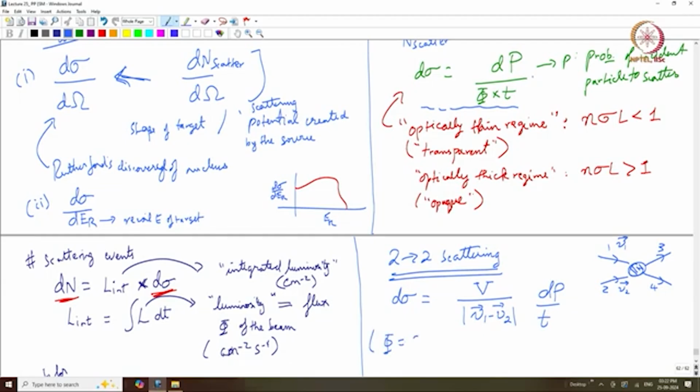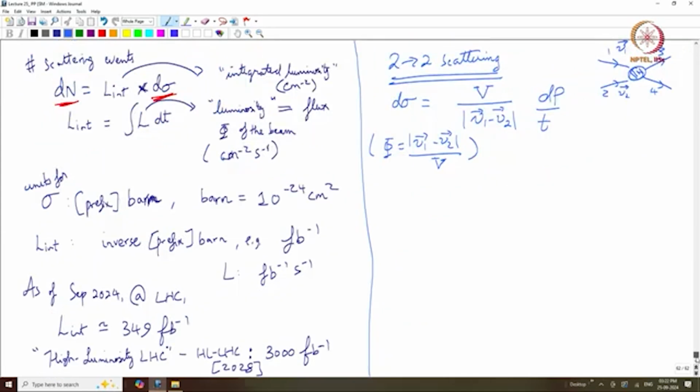So let me write that explicitly so that it looks clear. It has the right units, that much you can give it, right? But this is exactly what it is. For 2 to 2, this is how you would think of the so-called flux. All right, so V is the volume within which the scattering is happening. So this is our starting point.